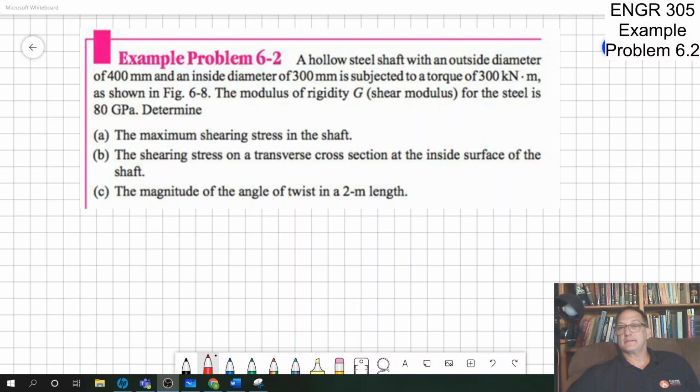I don't know how big that is at all. 300 kilonewtons. I mean, a newton is... this is big. As shown in figure 6.8. Oh, I didn't look at the... I should go grab that figure. I didn't even look at that.